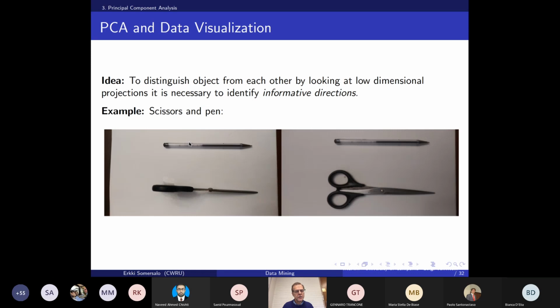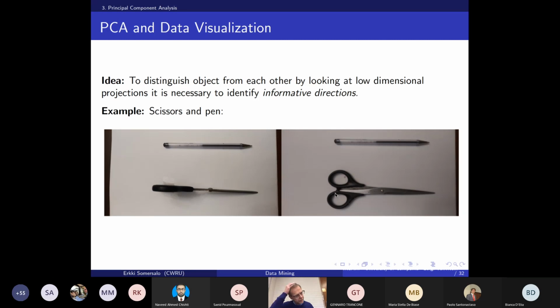So in order to understand what my data represents, this would be a bad projection direction, at least for the scissors part. The pen, you can rotate it and it looks more or less the same in all directions. Now, if you take a different projection of your scissors, you see the real difference between the pen and scissors. So in the figure on the right, we have found a more informative projection direction of the scissors data. And so what's the catch here?